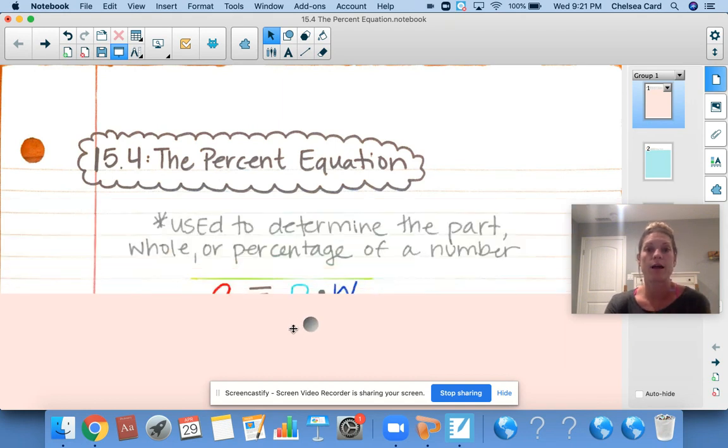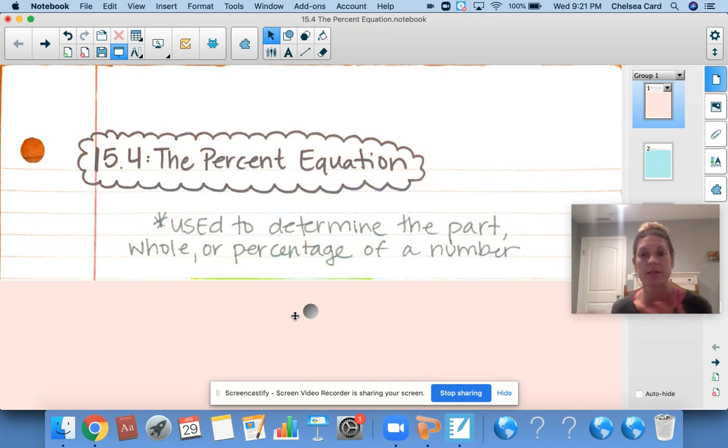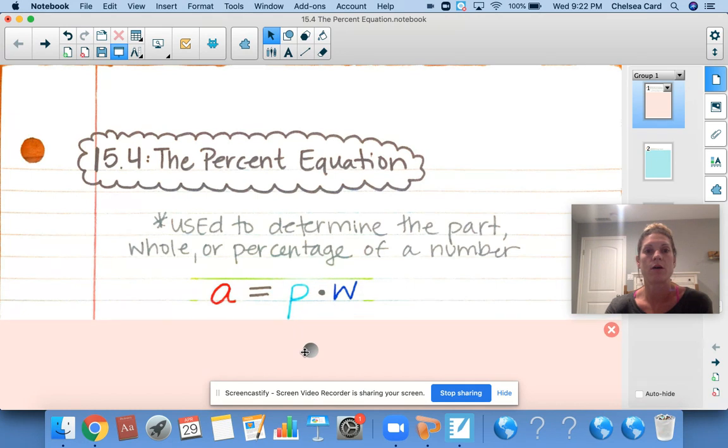Okay, so the percent equation has to deal with the part, the whole, and the percent once again. And like I said, it's used to determine a part, a whole, or a percentage of a number. So once again, you're usually going to be given two of the three, and you're going to have to figure out what the third one is. Okay. So our equation that we're going to look at here is A equals P times W.